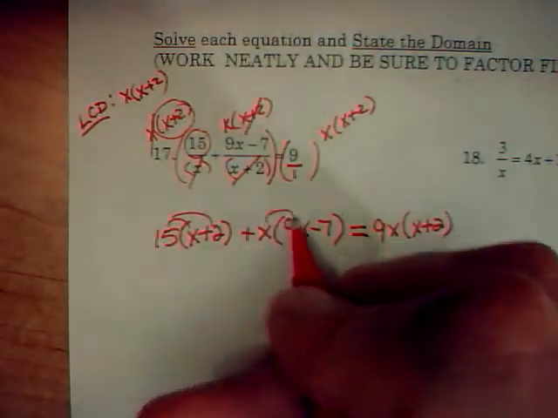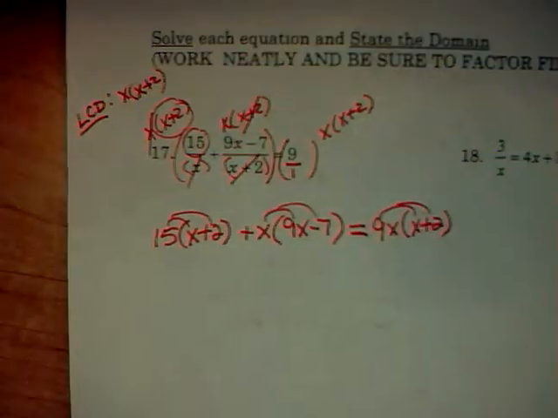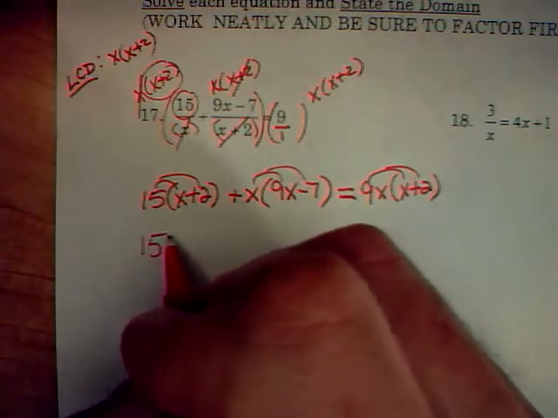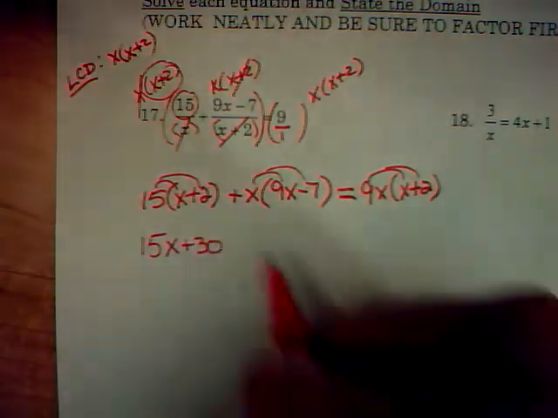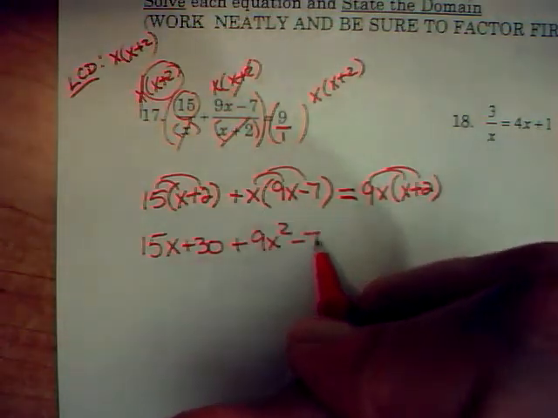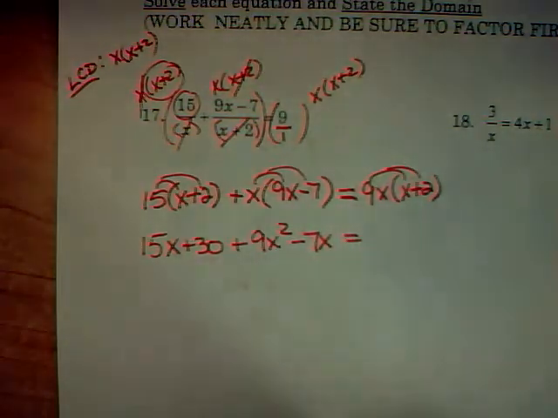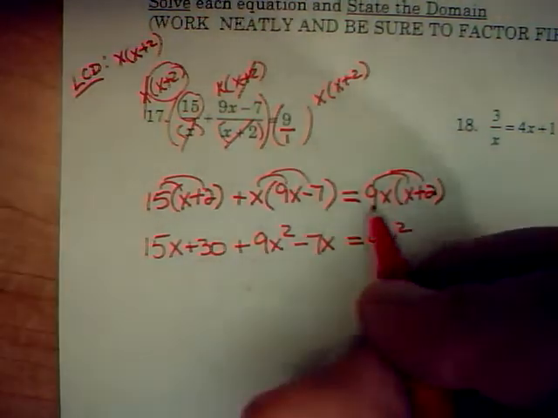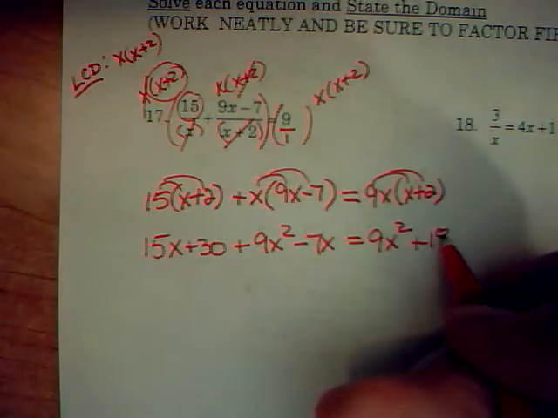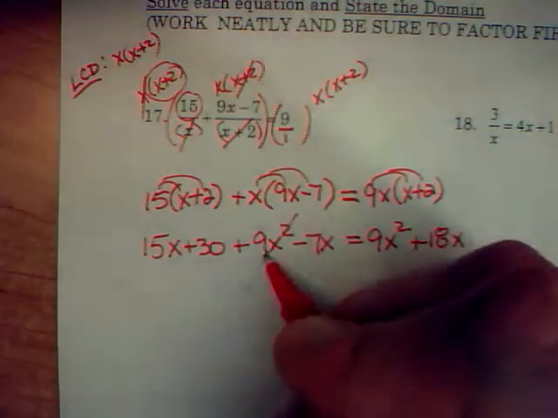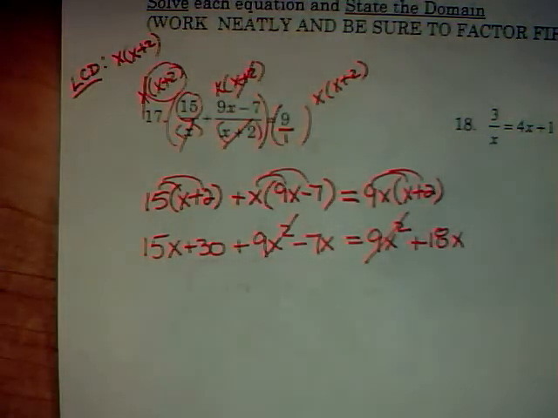We have to distribute the 15, the x, and the 9x. So when you distribute the 15, you get 15x plus 30. Distribute the x, you get plus 9x squared minus 7x equals. Now we're going to distribute the 9x. 9x times x is 9x squared. 9x times 2 is 18x. And now something very nice happens. We have a 9x squared on this side and a 9x squared on this side. So if you were to subtract, they would cancel each other out.